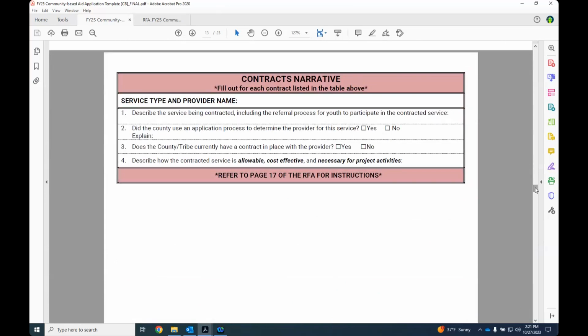And then any contracts, you should have a contract in place with the provider. The county should have a contract, but we are asking for that. And then we do need to know that the service is following our steps of allowable, cost effective, and necessary. So we would like some details about that.